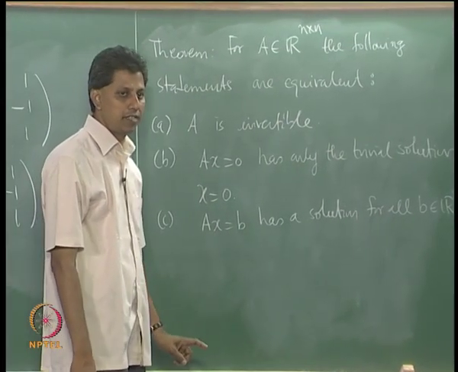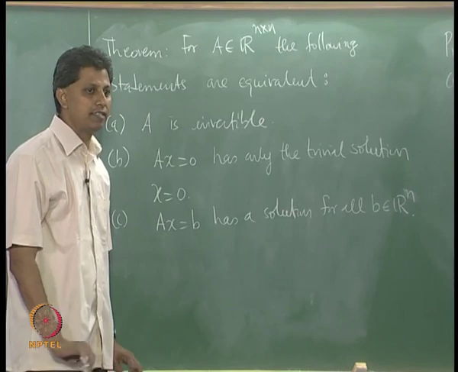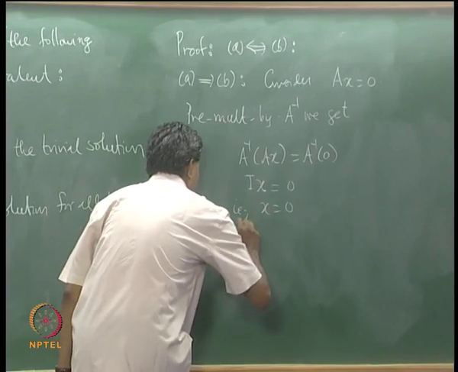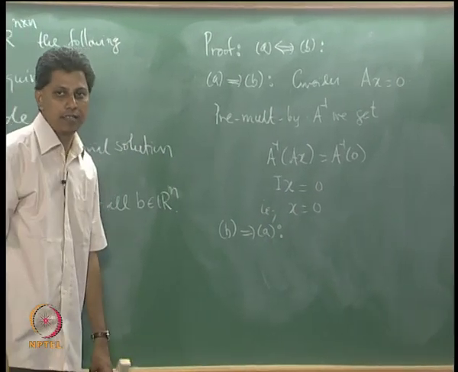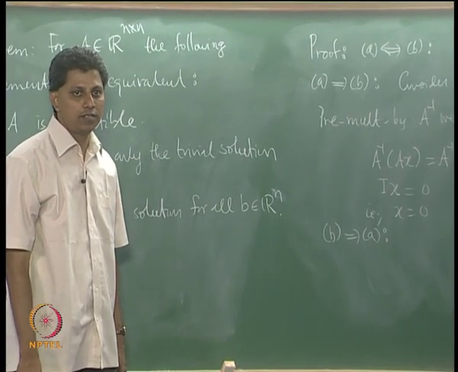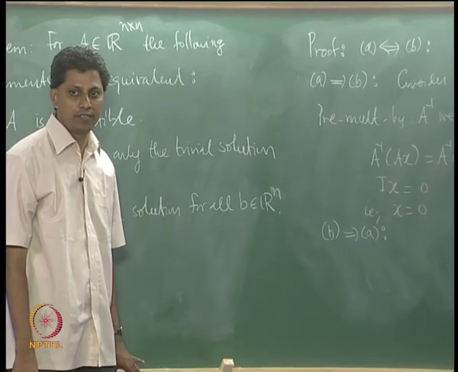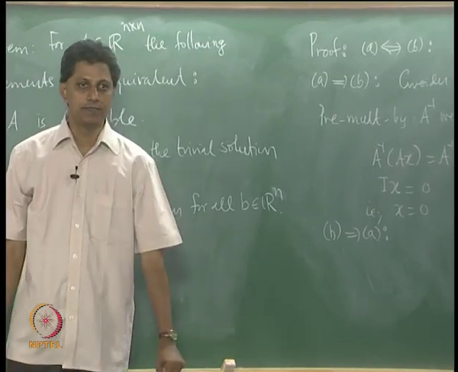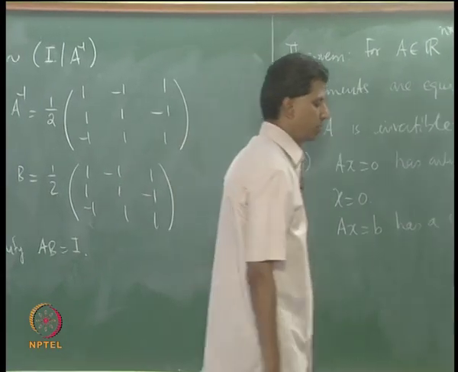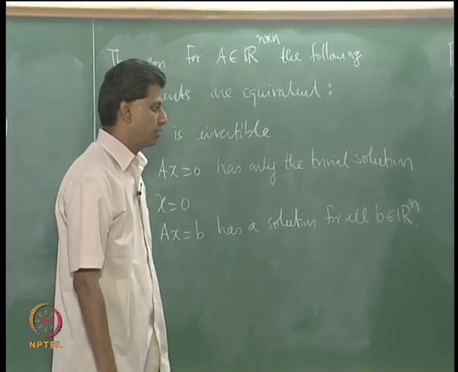I must prove the converse, B implies A. B implies A is something that we have already seen in a slightly different language. If the homogeneous system has 0 as the only solution, then we know that A is row equivalent to identity. This was proved some time ago. If Ax equal to 0 has 0 as the only solution, then A is row equivalent to the identity.